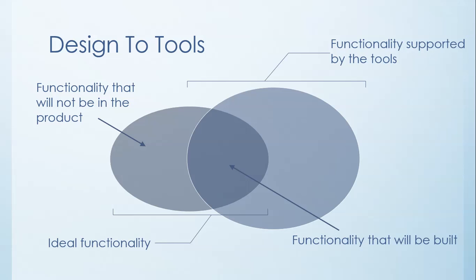The idea behind the design-to-tools model is that you put a capability into your product only if it's directly supported by existing software tools. If it isn't supported, you just leave it out. By tools, I mean code and class libraries, code generators, rapid development languages, and other software tools that reduce the implementation time. As the figure suggests, the result of using this model is inevitably you won't be able to implement all the functionality that you ideally would like to include.